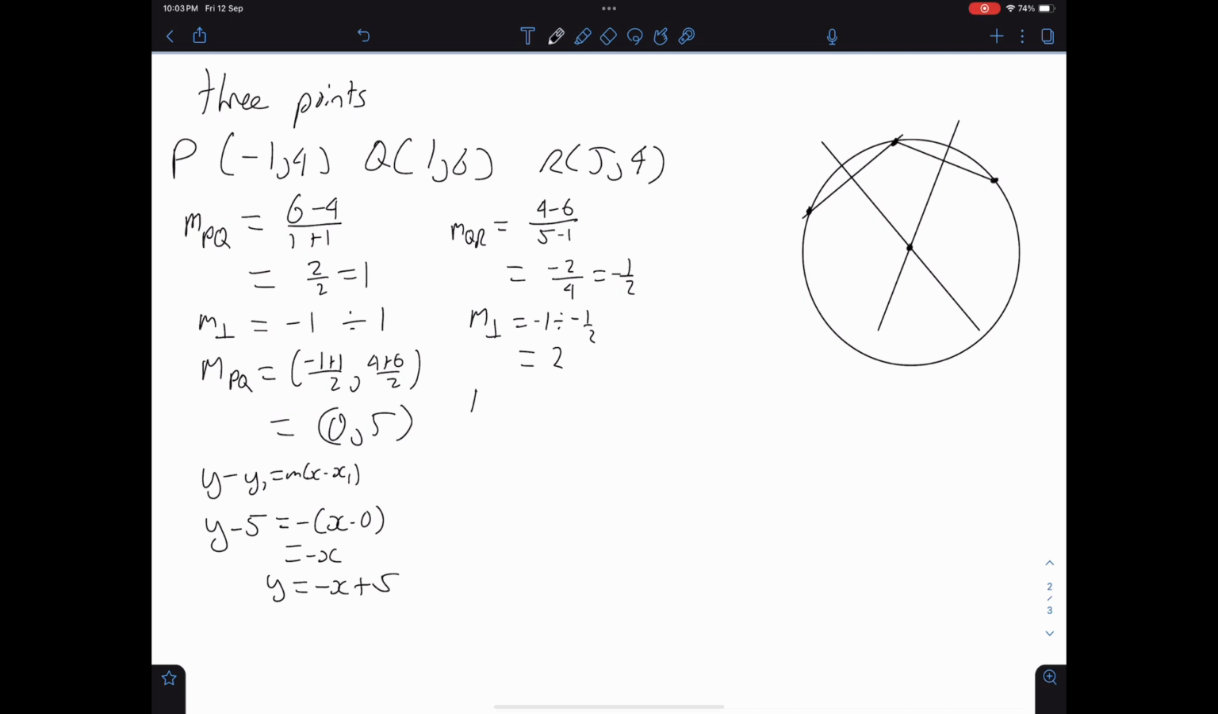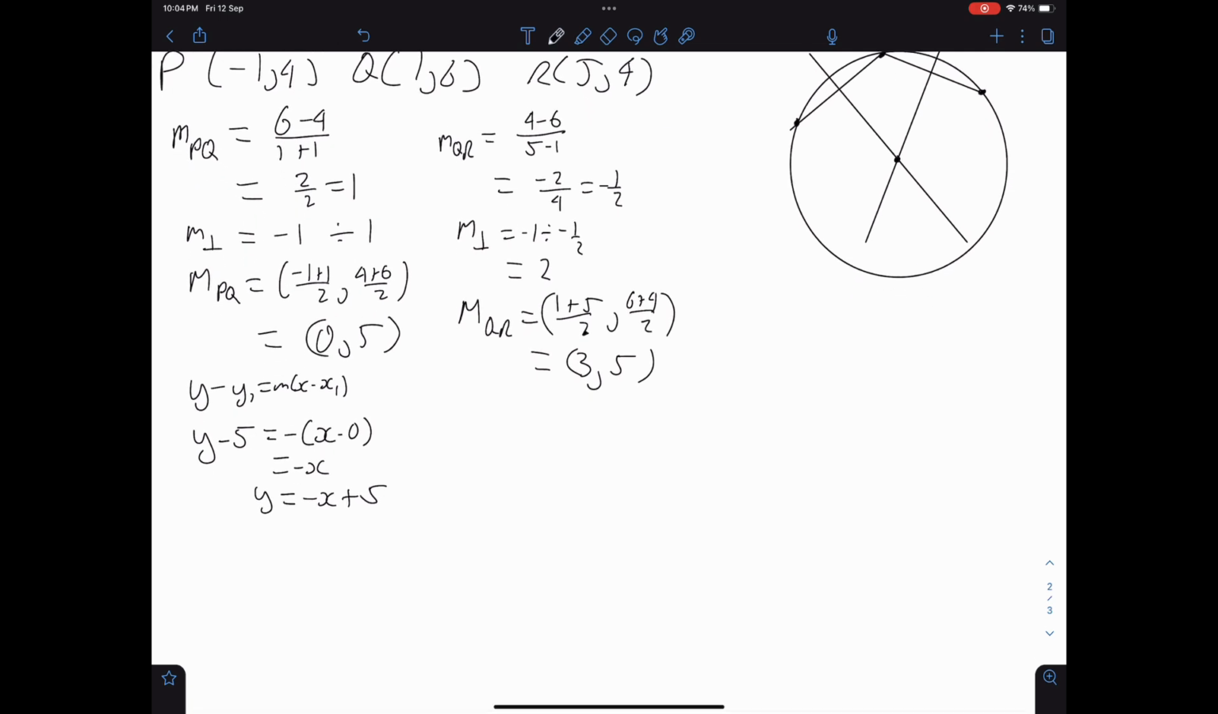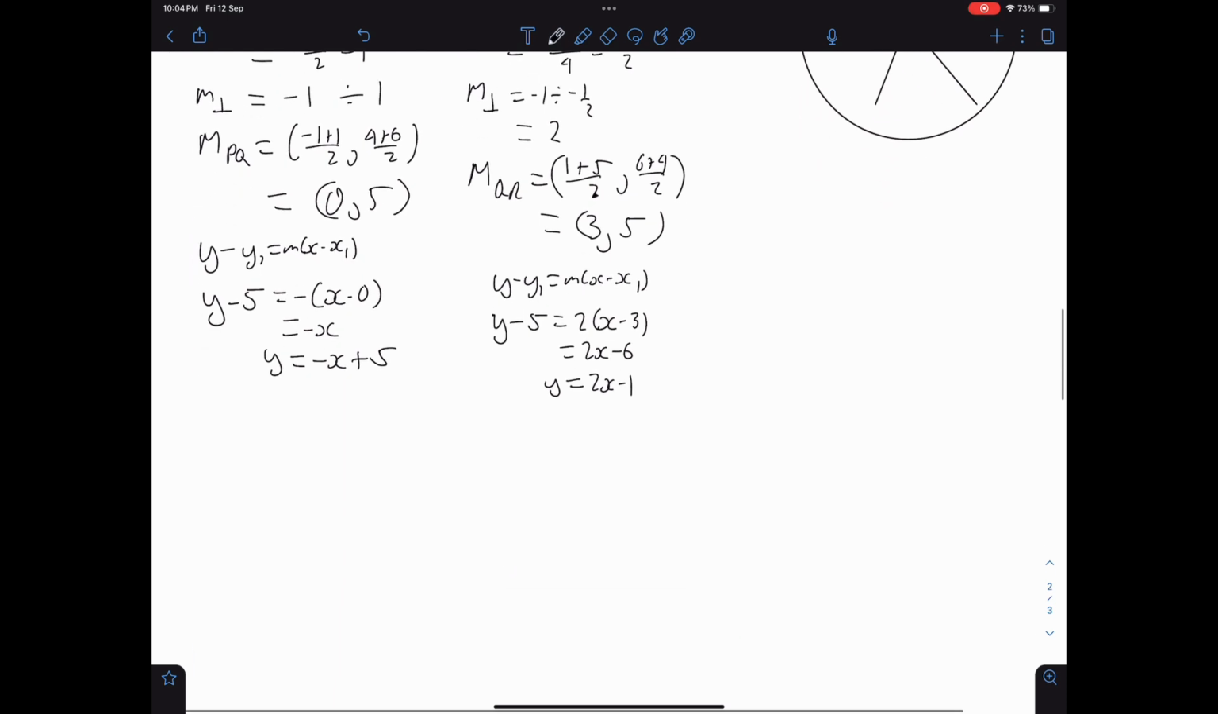And then the midpoint of QR is 1 plus 5 over 2, 6 plus 4 over 2. So that's 3 and that's 5. And if we do y minus y1 equals m(x minus x1), we get y minus 5 equals 2(x minus 3), which is 2x minus 6, and then that's y equals 2x minus 1. And now we will find their intersections. We'll do simultaneous equations.